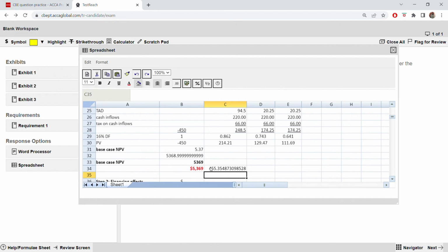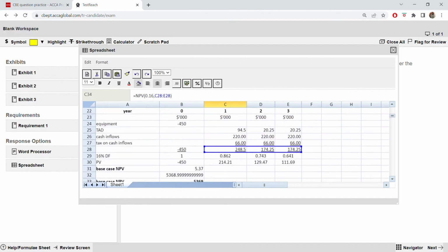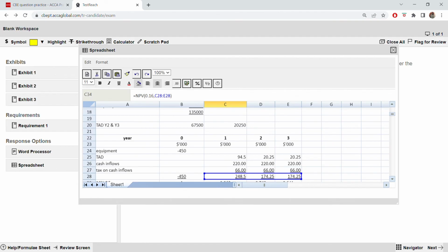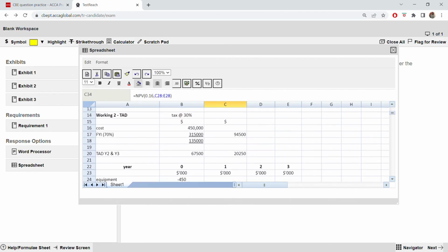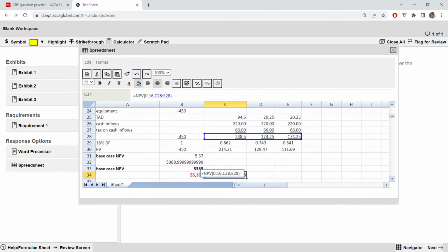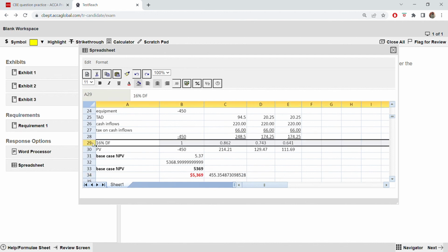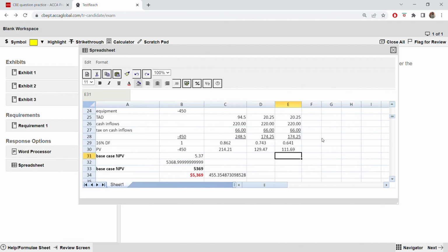No, again it's wrong. I think it's the actual amount that you have to take rather than this, because you have dropped down the 3 zeros. That's the reason why it is coming like this. Anyway, we'll put it with the 3 zeros here and check. 248,500, 174,250.